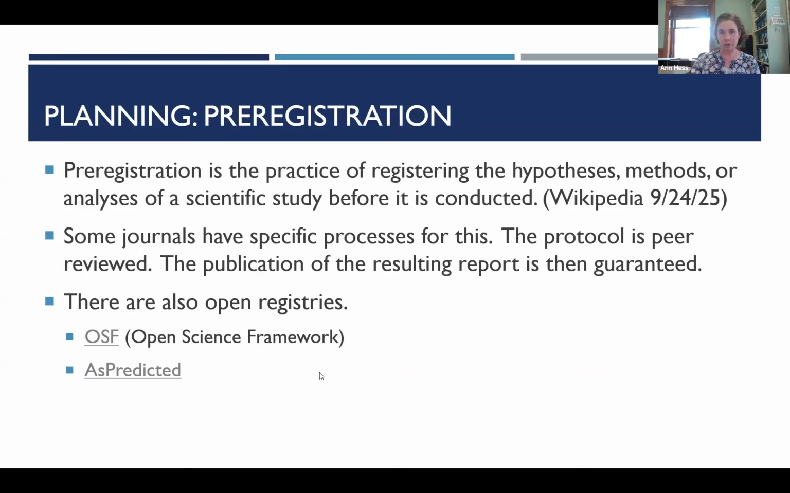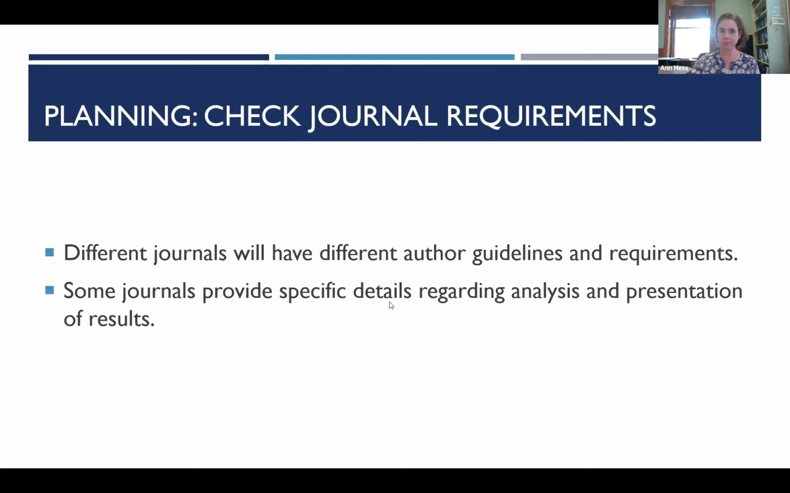There are also open registries. It's my experience that even when people do this, it's more likely that they're using an open registry rather than a journal-specific process. We'll see one example today where somebody pre-registered. I also encourage people to check the journal requirements. Different journals will have different author guidelines and requirements, and some journals provide specific details regarding analysis and presentation of results.